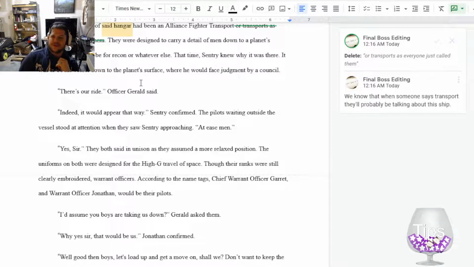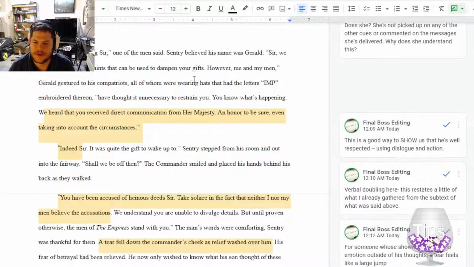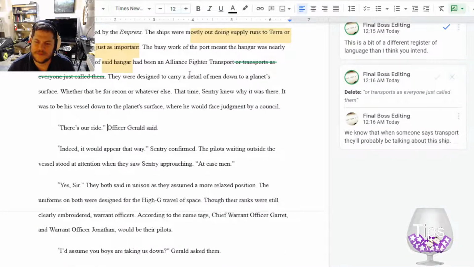This time Sentry knew I was there. It would be his vessel down on the planet surface where they would face a judgment by council. There's our ride, Officer Gerald said. Who's Officer Gerald? Did we get him named earlier? Was he named? Oh yeah, I believe his name was Gerald. Okay.